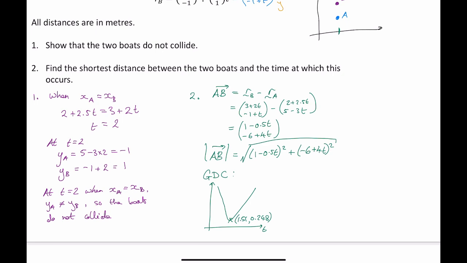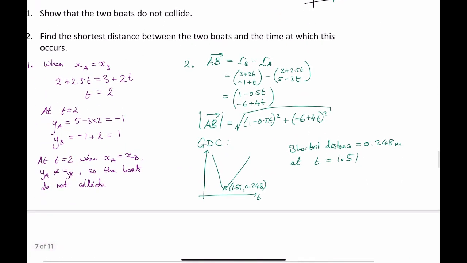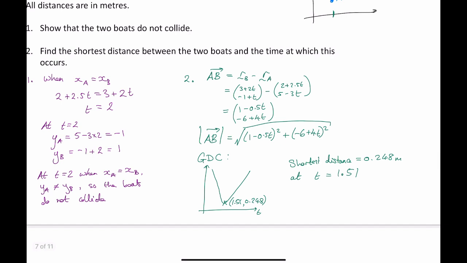Now the question asks me for the shortest distance between the two boats and the time at which this occurs. So the shortest distance is equal to my y coordinate, 0.248, in this case meters, because we're told all distances are in meters. And this occurs at time t equal to 1.51. And just to check, we're not given a unit for time, so we can leave it like that. Okay, so I suggest you have a go at some of the questions on velocity equations.